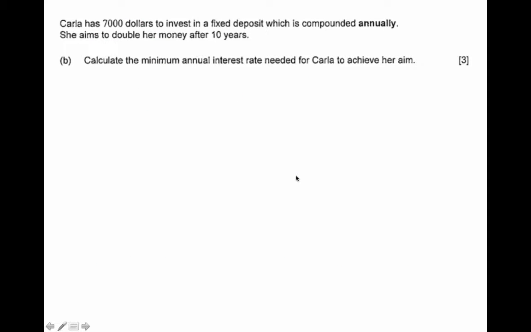Okay, part B. Carla has $7,000 to invest into a deposit scheme which is compounding annually. If it's compounding annually, that means that the value of K is 1 because it's only getting paid once a year. She wants to double her money after 10 years. So 10 years is N. 7,000 is the present value. If she wants to double her money, then what does that mean for the future value? Well, if the present value is 7,000 and she wants it to be doubled, the future value is going to be 7,000 times 2, which is 14,000.